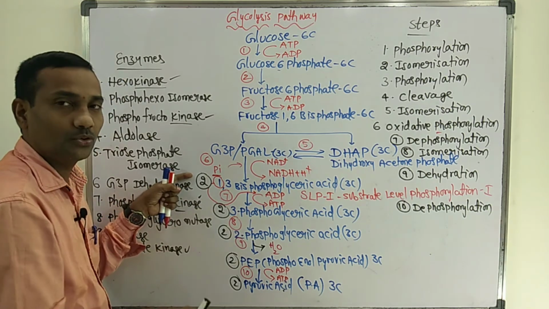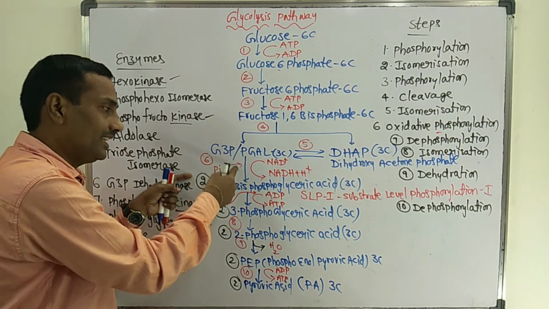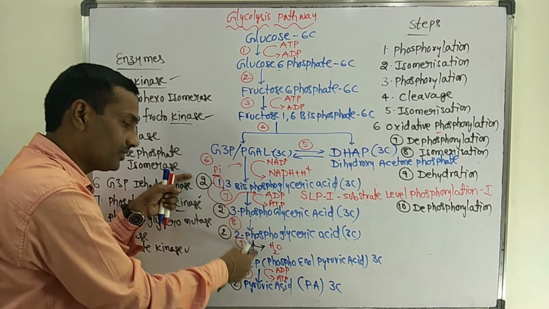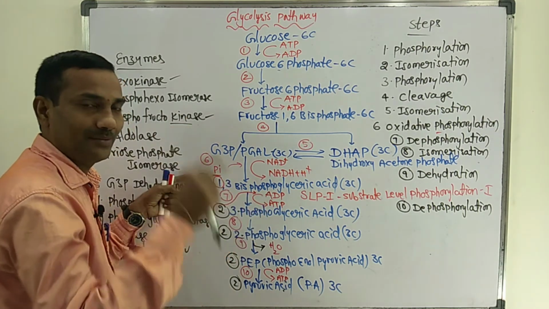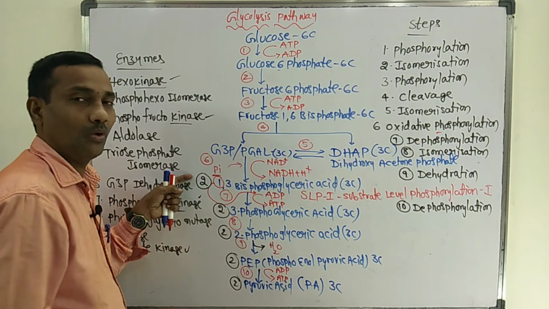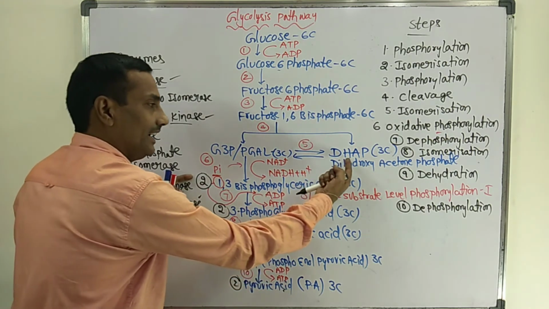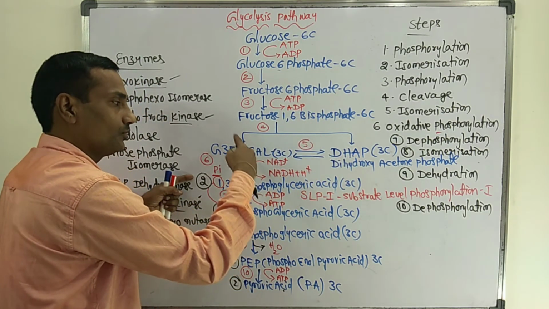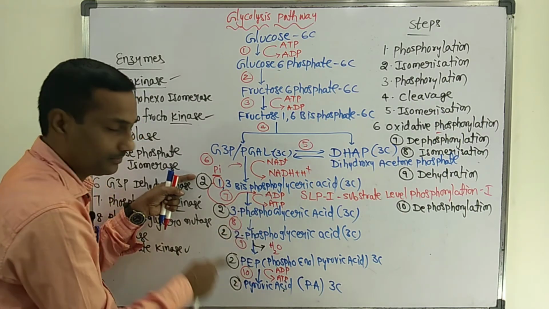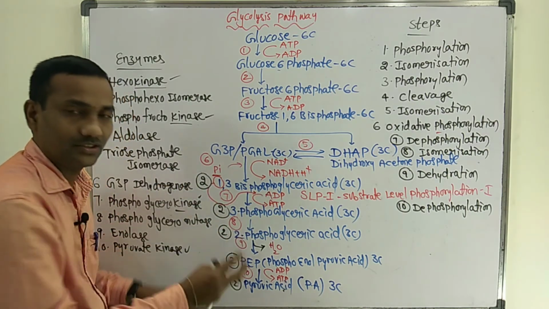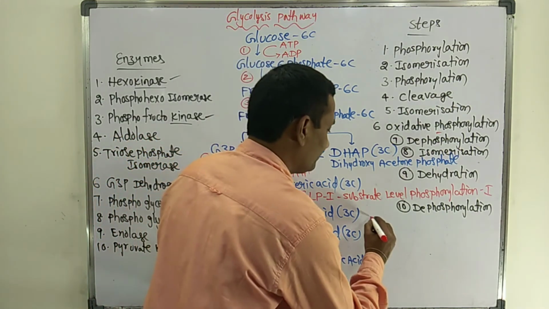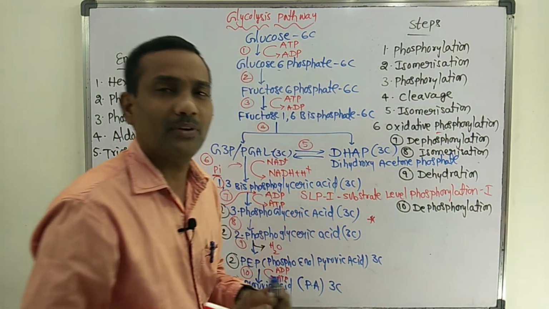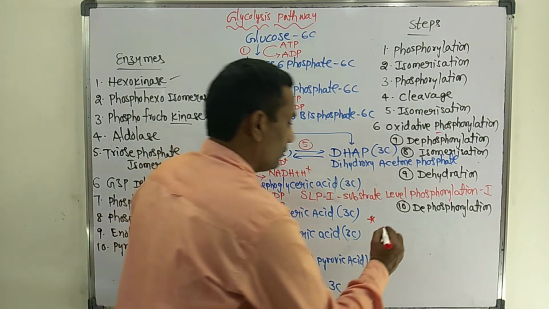Why do we have to take 2 molecules? Because G3P enters into the process up to pyruvic acid. At the 7th step 1 ATP is produced, at the 10th step 1 more ATP is produced. Again DHAP isomerizes to G3P and the pathway will continue. That's why you will get 2 of each compound. Finally, let us discuss what type of questions we can expect.